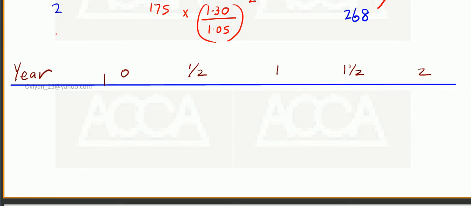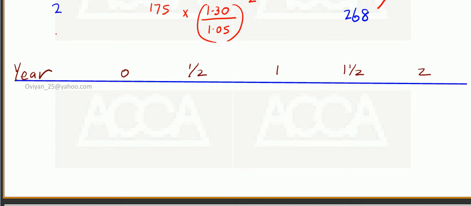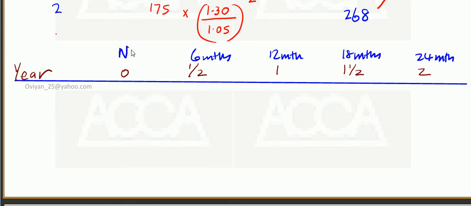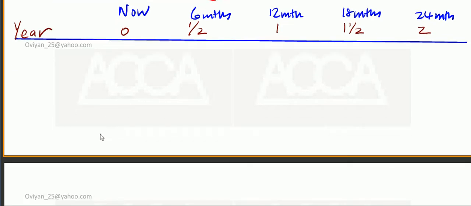Now, this is going to be simply 6 months, 12 months, 18 months, and 24 months. What we're going to have here is dinar cash flows. The first step is to forecast your foreign cash flows first. Dinar cash flows in million.